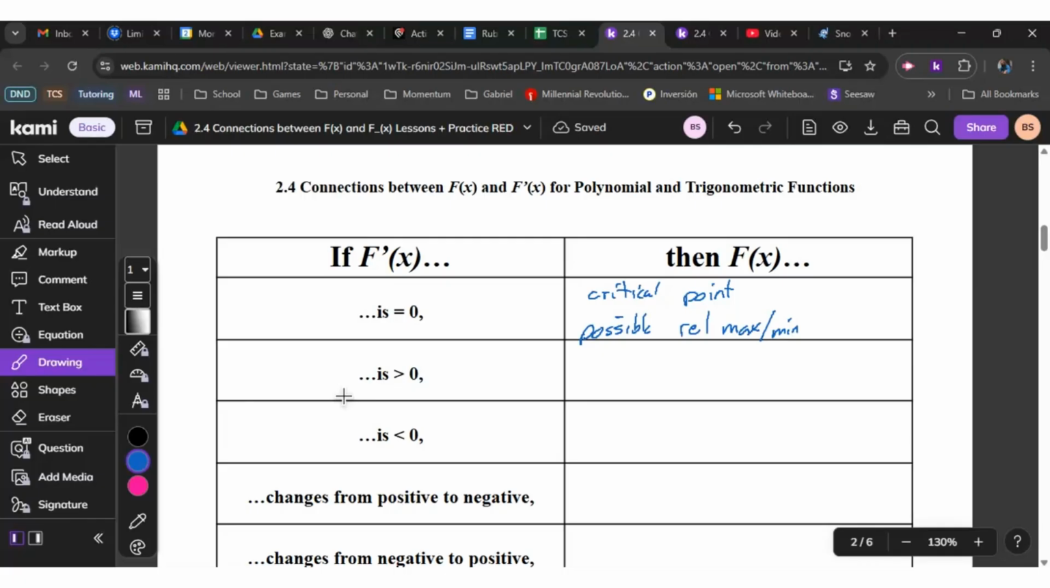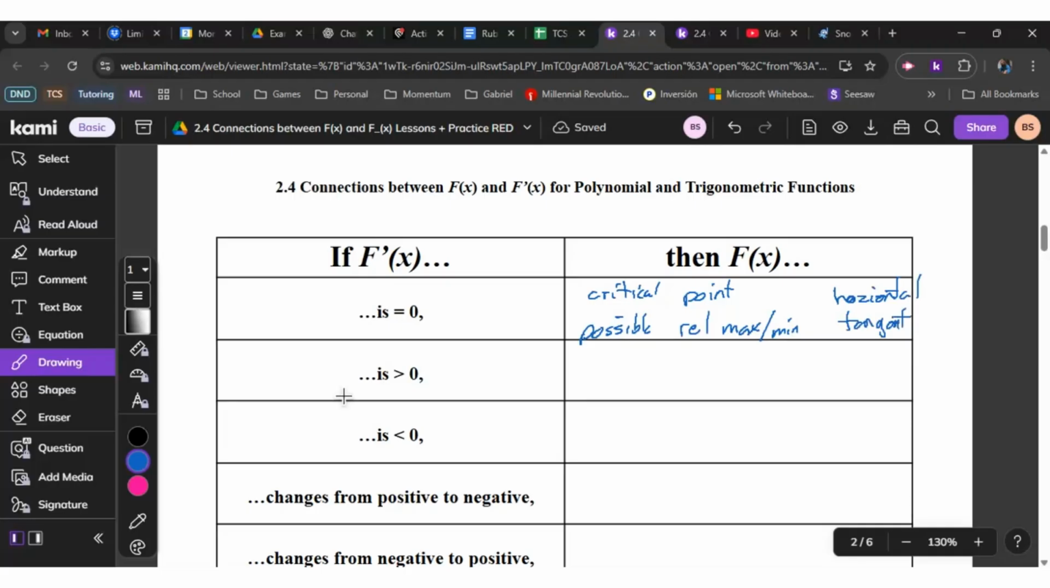Because it doesn't have to be a max or min, which is one of the things we're going to talk about today. There's another type of critical point, and then later we're going to learn another type of critical point. So we have to say possible. What it really means, though, for sure, is it's got a horizontal tangent. For right now at least, we can say that it has a horizontal tangent.